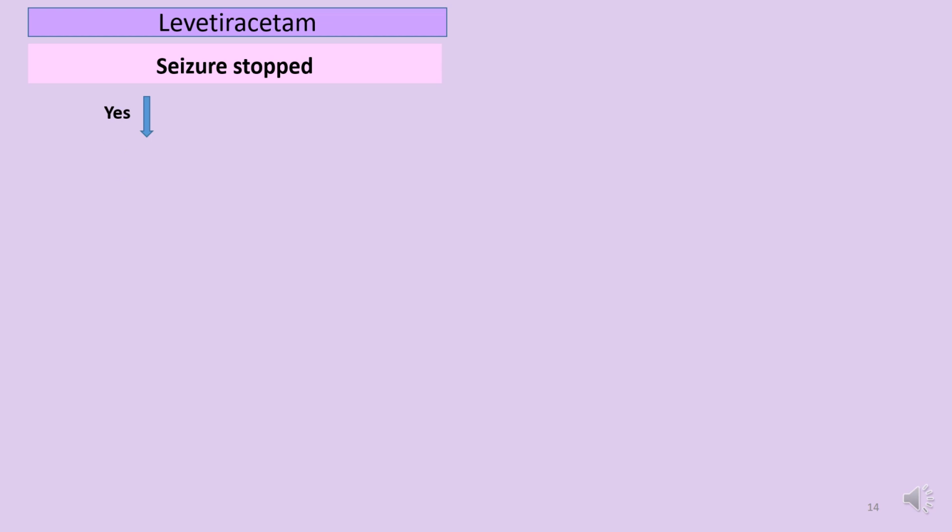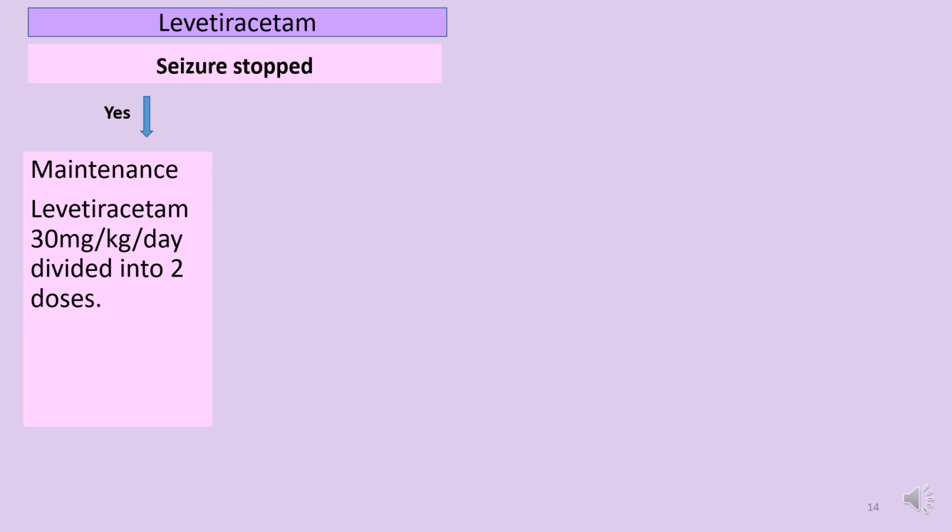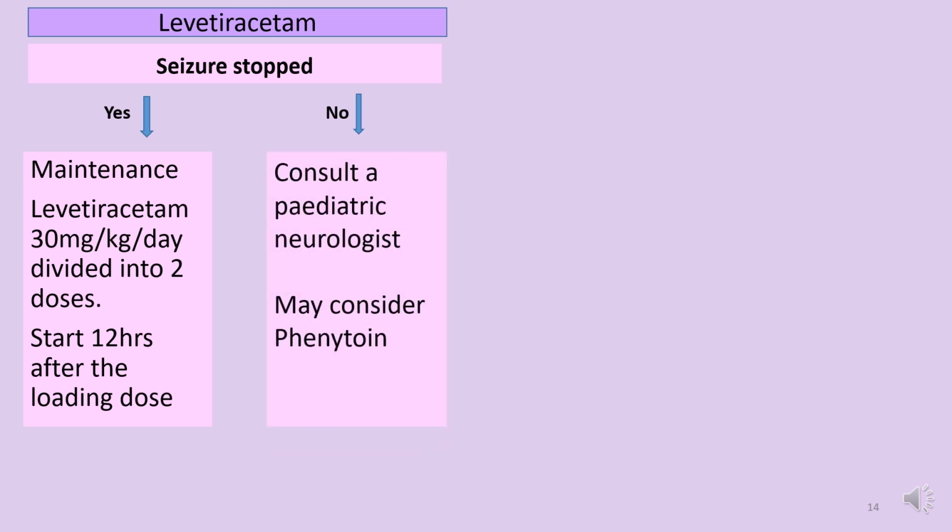If the answer is yes, the seizure has stopped, then you need to start the child on maintenance levetiracetam, and the dose is 30 milligrams per kg per day, given in 2 divided doses. Again, the maintenance doses are supposed to be started 12 hours after the loading dose. In the event the seizure has not stopped, then you need to consult a pediatric neurologist, and at the same time, you may want to consider phenytoin.